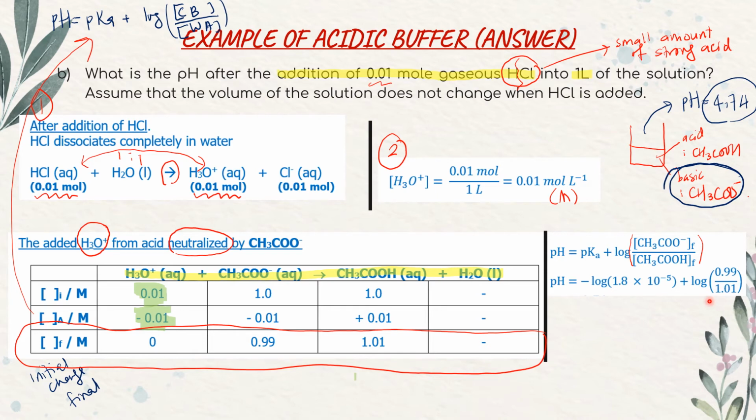And press the calculator. So the pH of the new solution, the pH of the buffer solution after the addition of H3O+, yay, it is still 4.74. Even though we added a strong acid, our pH is still 4.74. Remember why? The buffer system neutralizes the acid. So that is the example for the acidic buffer.